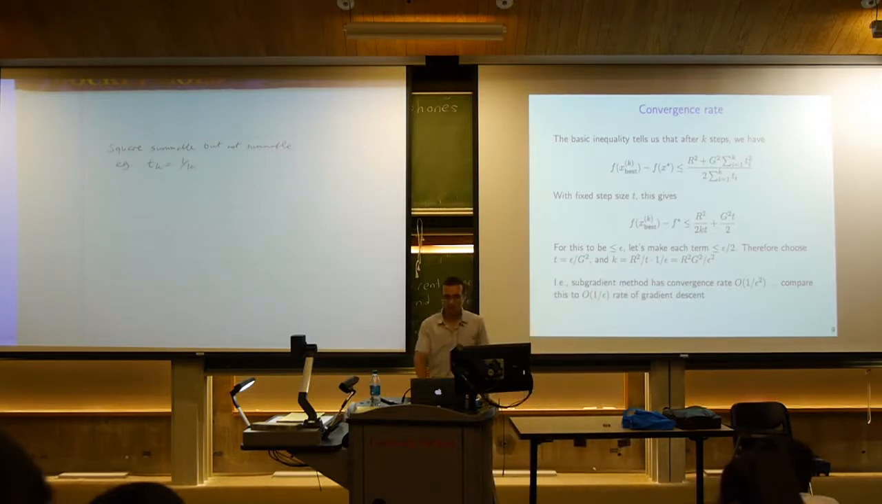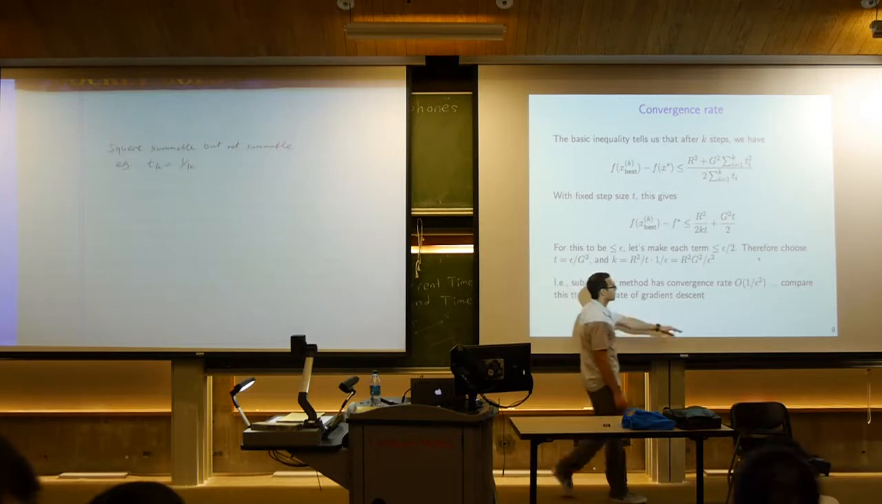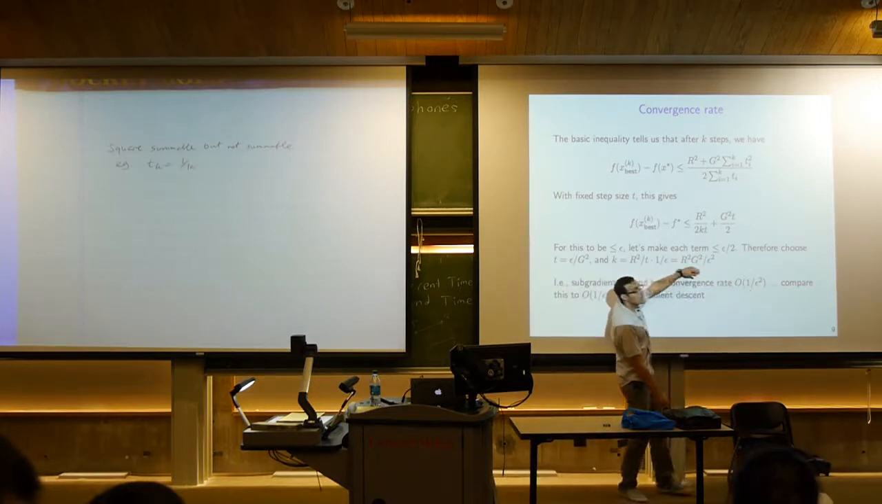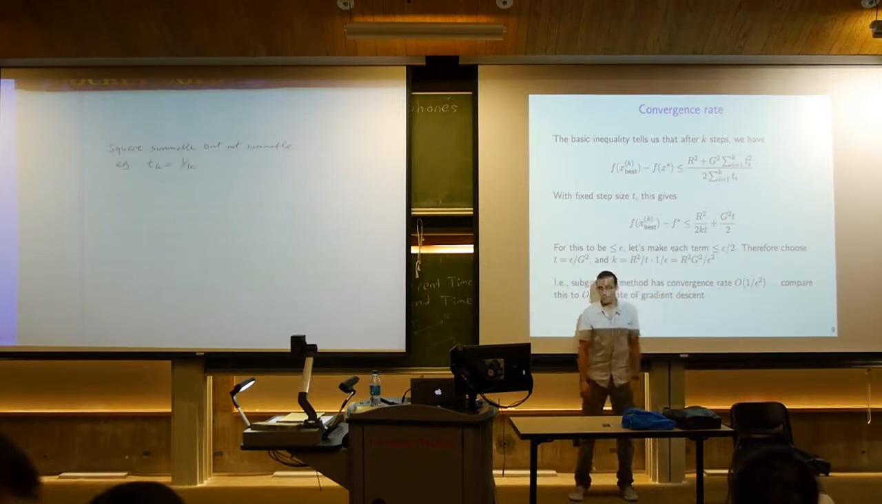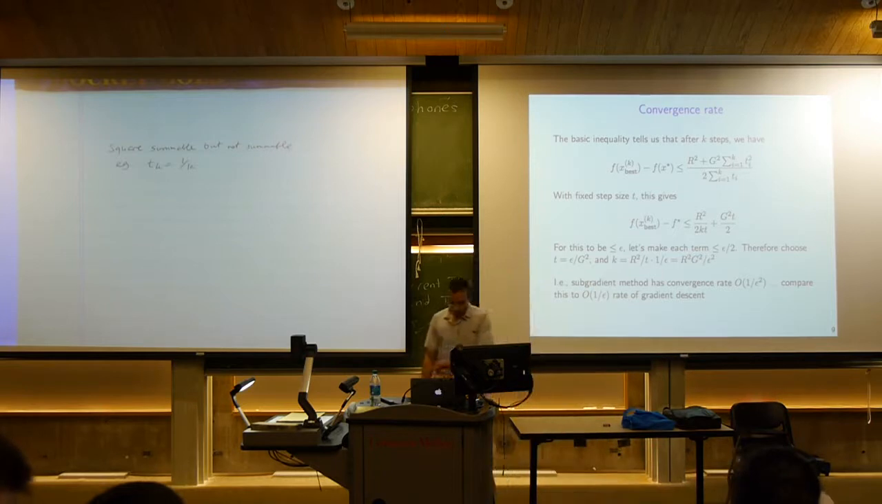So this right here is the convergence rate. It's how many steps I need to get an epsilon optimal solution. And so we say that the convergence rate is 1 over epsilon squared, treating r and g as constants. Compare that to the order 1 over epsilon rate of gradient descent. We can see it's much, much slower. So think about epsilon being very small.